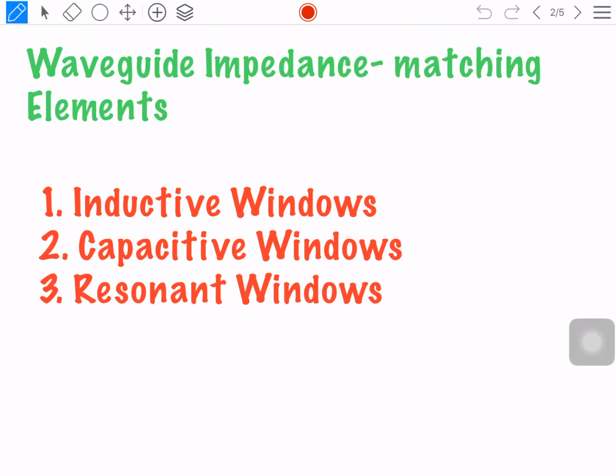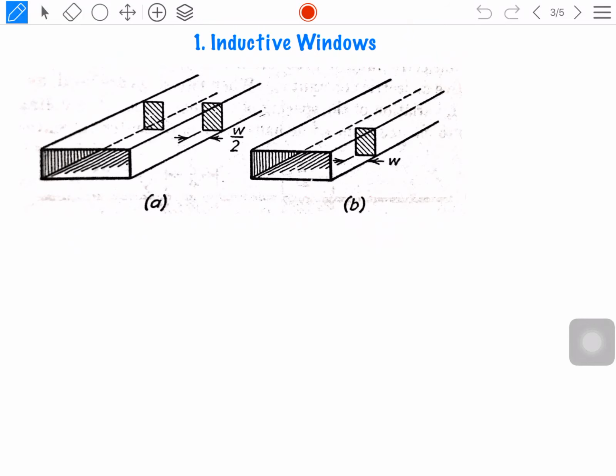Whenever there is a need for impedance matching, we make use of two different ways, which can be done by fixed or adjustable projections from the walls of the waveguide. In the case of fixed projections from the walls of the waveguide, three variants are present. The first one is inductive windows, the second one is capacitive windows, the third one is resonant windows. Moving with the first one, that is inductive windows.